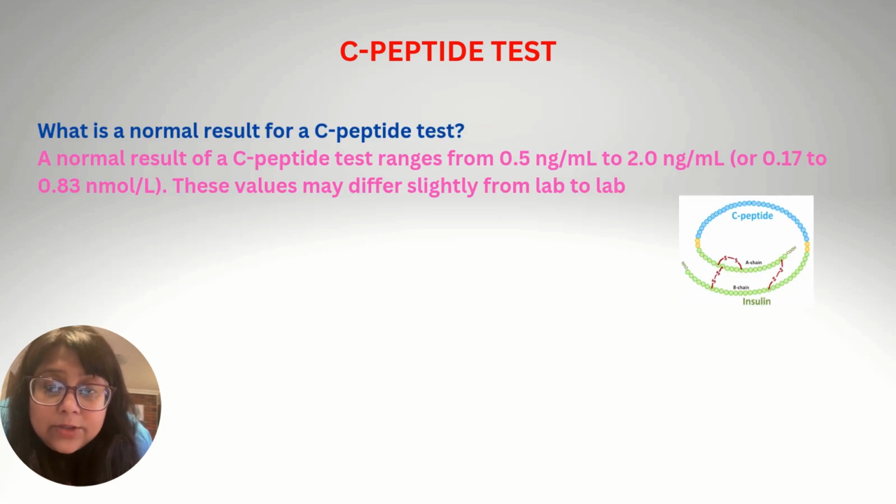A normal result of a C-peptide test ranges from 0.5 nanogram per milliliter to 2.0 nanogram per milliliter, or 0.17 to 0.83 nanomole per liter. These values may differ slightly from lab to lab.